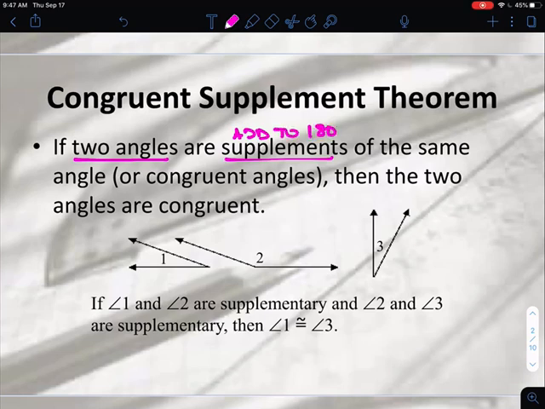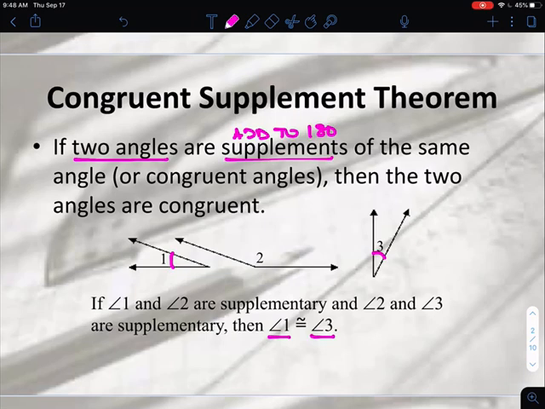So if I have two angles that add to 180 with the same angle, then the two angles must be congruent to each other. So if I have two angles, like down in the picture here, angle 1 here and angle 3 here, if they both add up to 180 with angle 2, then angle 1 and angle 3 have to be congruent to each other.